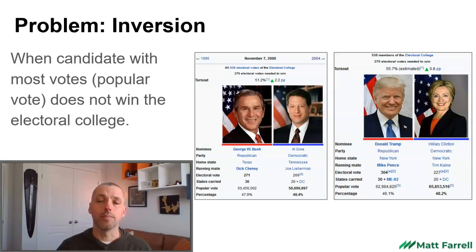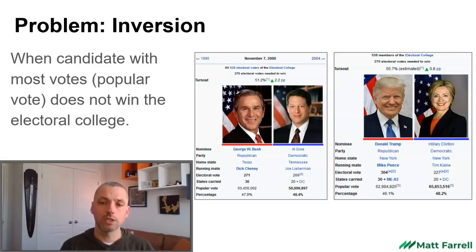A problem with the Electoral College vote system, and there are many, is inversion. Now, what is an inversion? Well, an inversion happens when a candidate that gets the most votes does not get the most Electoral College votes, not the most points. And that's happened twice recently. So in the 2000 election, Al Gore got the most votes. They won the popular vote by about 500,000 votes. However, they did not win the Electoral College vote.